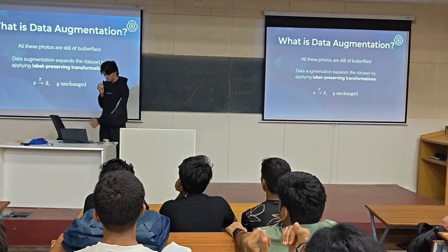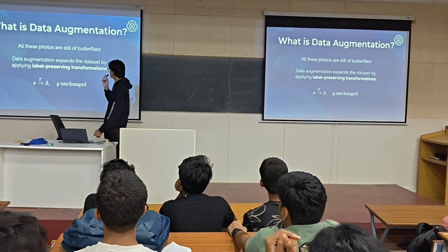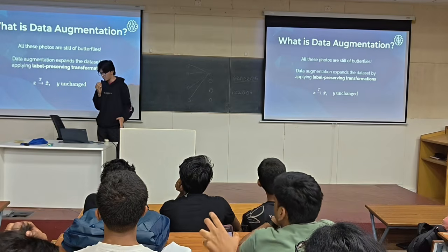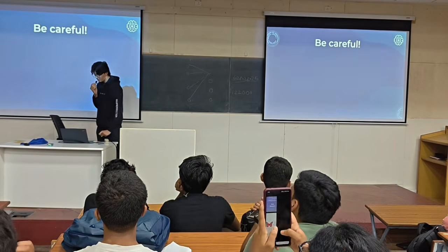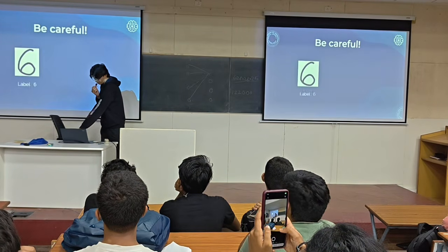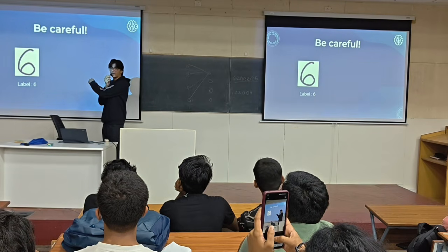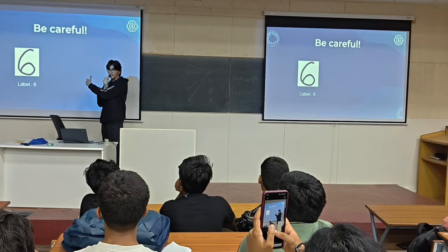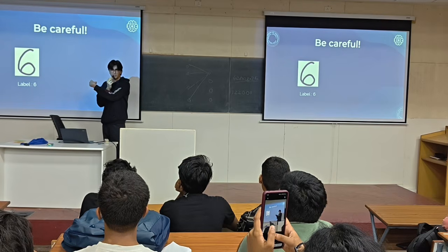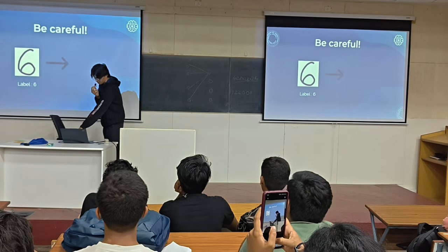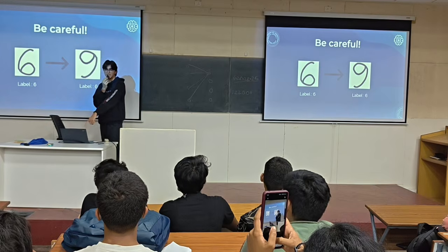So this is the formal definition of data augmentation. It expands the dataset by applying label preserving transformations. So what does label preserving mean? Suppose you have a 6, right? So the label for 6 is 6 itself. Now suppose you were to apply a 180 degree transformation on this. What would the 6 become? 9. Yeah, the 6 would become a 9. But the label for this is still 6.